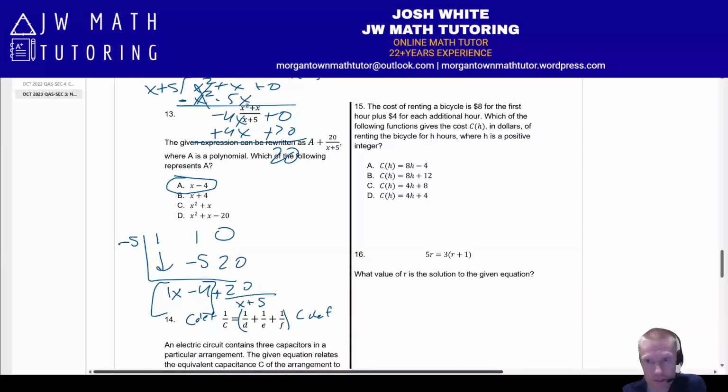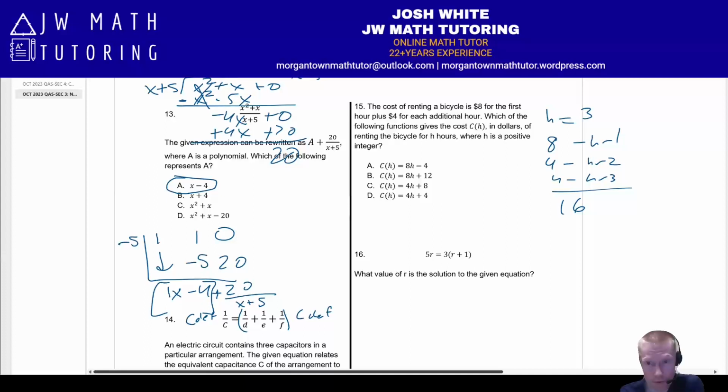All right, now for 15, here you're given a situation about renting a bicycle. $8 for the first hour, $4 for each additional hour. Which of the following gives the cost for H hours? So the easiest way I found to do this was just using picking numbers. Let's say you rent this bicycle for 3 hours, okay? The total cost should be $8 for hour 1, plus $4 for hour 2, plus $4 for hour 3, 8 plus 4, 12 plus 4, okay, $16.